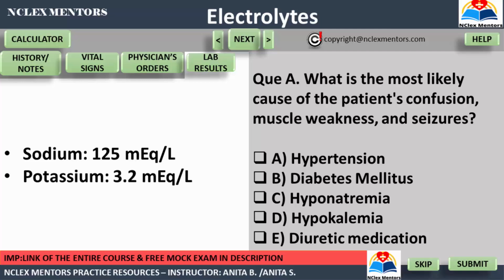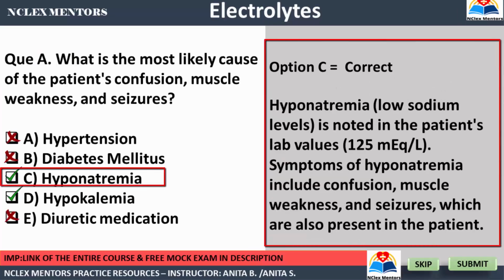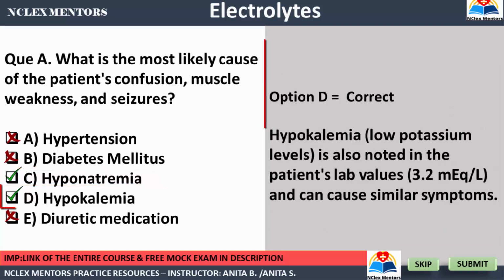All right, let me reveal the right answer to you. The correct options are Option C, or hyponatremia, and Option D, or hypokalemia. Hyponatremia, or low sodium levels, is noted in the patient's lab values. Here it is 125 milliequivalent per liter. Symptoms of hyponatremia include confusion, muscle weakness, and seizures, which are also present in the patient.